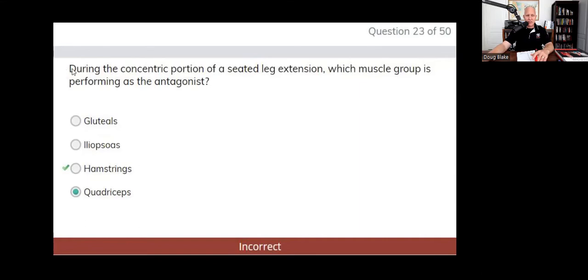Concentric of a seated leg extension, which muscle group is the antagonist? Well, we just defined for you what the agonist was, right? The agonist is the quadricep. What is the opposing or opposite muscle group? It's the hamstring, correct? And therefore, that's the answer to the question.